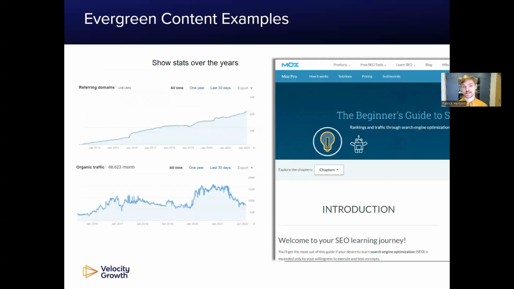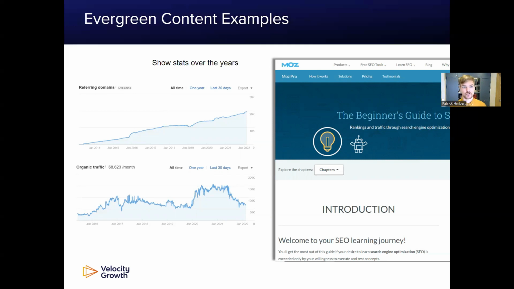So, evergreen content example. Here's a great example from moz.com. Moz.com is basically one of the most old school places to learn about SEO. They are an SEO tool as well for rank tracking and things like that, a little bit like Ahrefs that I've mentioned a number of times here. And they wrote the beginner's guide to SEO. Years and years ago, when I first got into SEO, this was a big thing that they just released, and everyone loved it.